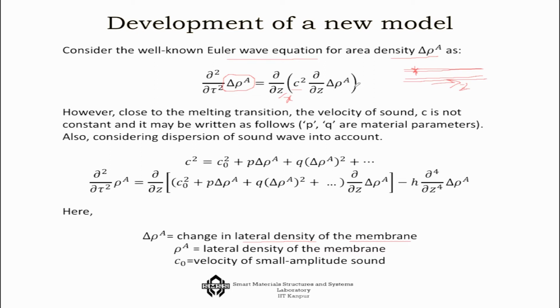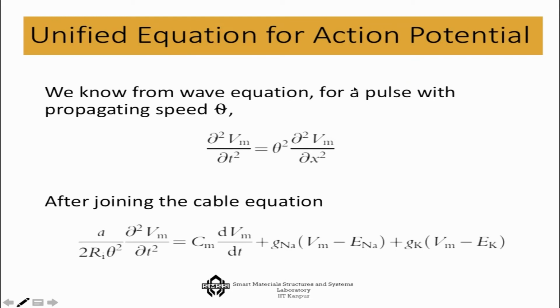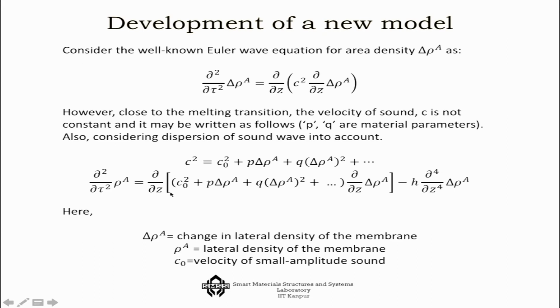So you look at it carefully, that in the last expression, what was it? It was with respect to the membrane voltage, right? So the last equation, the wave equation, was with respect to the membrane voltage. Now we say no, we are going to go to something more fundamental, and we are going to look into it in terms of the change of the area density of the membrane, and in terms of that we are defining the wave equation. That's the change we have to keep in our mind.